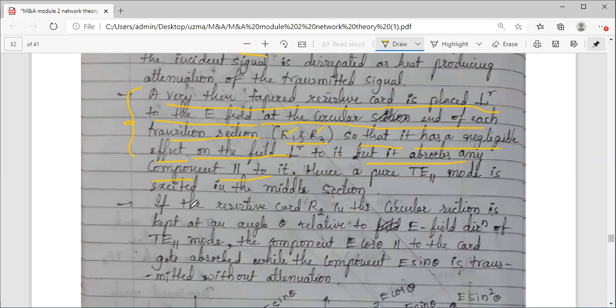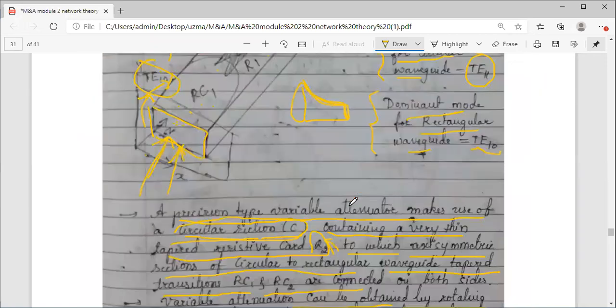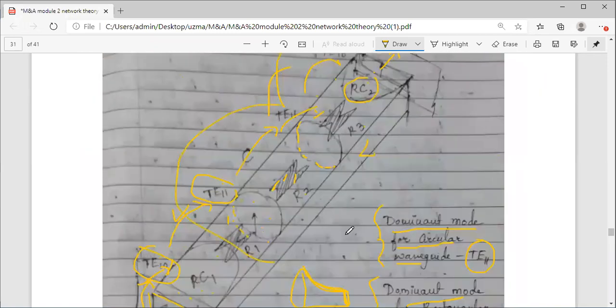So what is the function of R1 and R3 resistive cards? Any component which comes parallel to its positioning is absorbed by these resistive cards. Hence, there is a transition from TE10 to TE11. So what will TE11 do? That TE11 mode is excited in the middle section. So you can see, purely in the center C section, TE11 is completely the dominant mode.